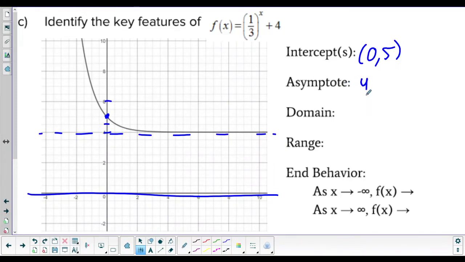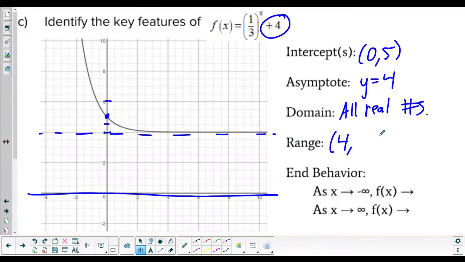Our asymptote is y equals whatever this number is, so 4. Our domain for every single exponential is all real numbers. Our range always goes from our asymptote to infinity, parentheses on both sides.